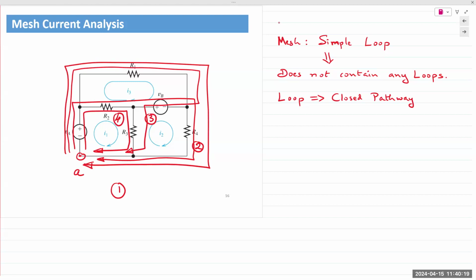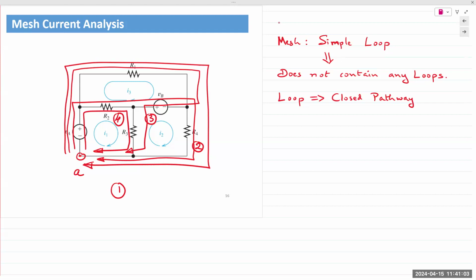What do we notice? 2, 3, and 4 are nested inside 1. So loop number 1 contains 2, 3, and 4. Loop number 3 contains loop number 4. Loop number 2 also contains loop number 4. However, loop number 4 does not contain any other loops inside it. And hence, loop number 4 is a mesh. So a mesh is a simple electrical loop that does not contain any other loops inside it.